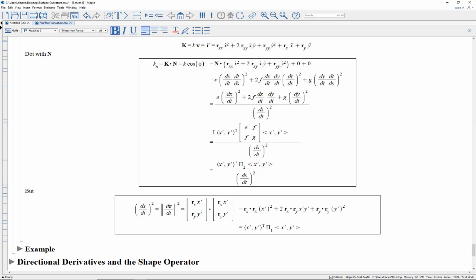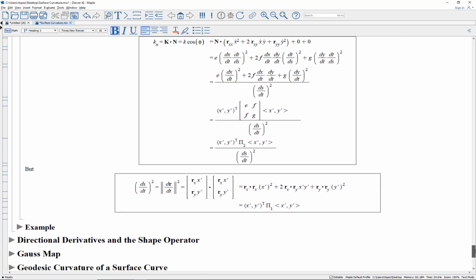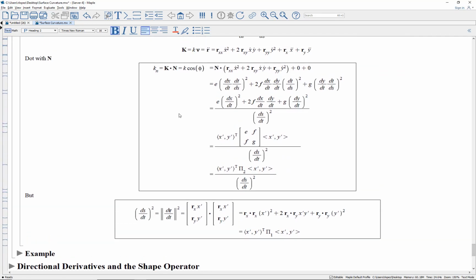If you put it here as its transpose and you put it here as a column vector, right, then you are getting this numerator, and there's that quadratic form we saw in what at first glance appeared to be a magic formula for Kn. Okay, remember this is all giving us Kn. Now let's look at this (ds/dt) squared.